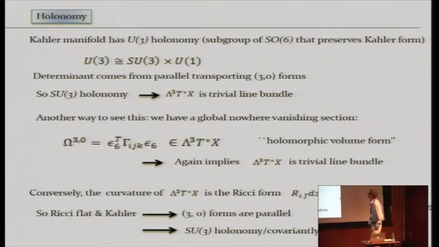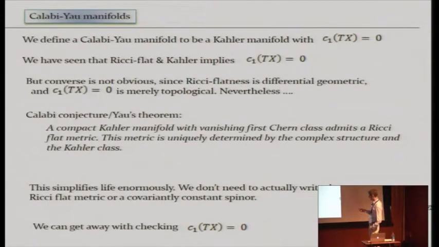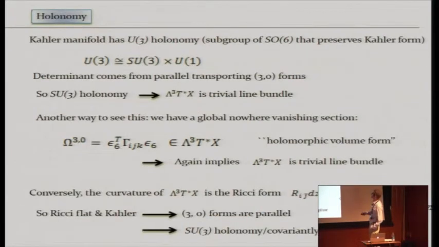Now that means, what does that mean? That means that if we have SU3 holonomy, which we get if we have a covariantly constant spinor, this U1 part of the holonomy has to be trivial. But U1 is just the holonomy of this line bundle, so this line bundle has to be a trivial line bundle. Another way to see this, there are multiple ways to see this.